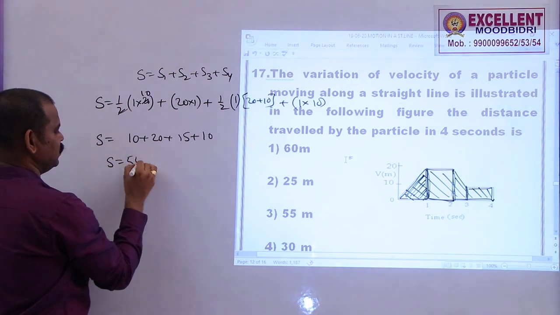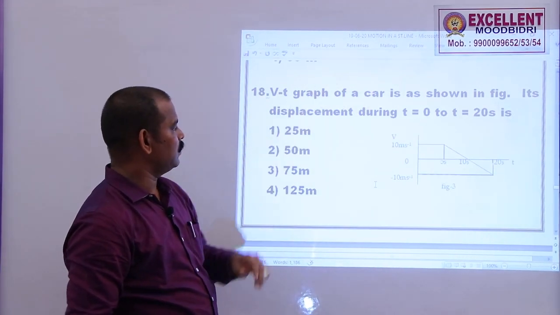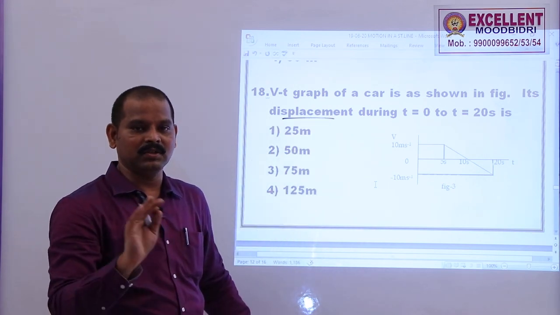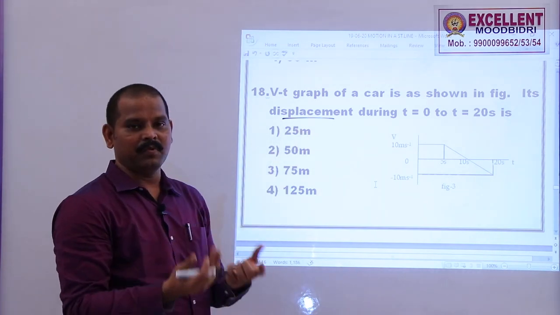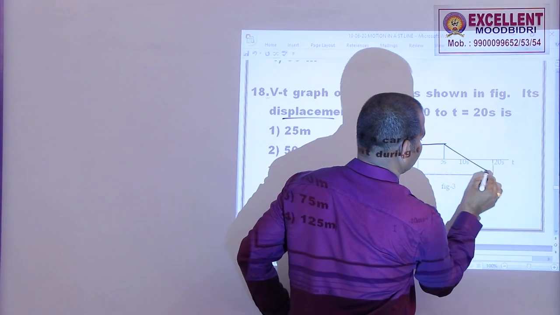The total displacement in this problem is 55, option 3 is correct. 18th problem, the v-t graph of a car is given, and now they are asking for displacement. In the previous problem it was distance. Distance is always positive, but displacement may be positive or negative. You see this graph, this is the actual graph given here.